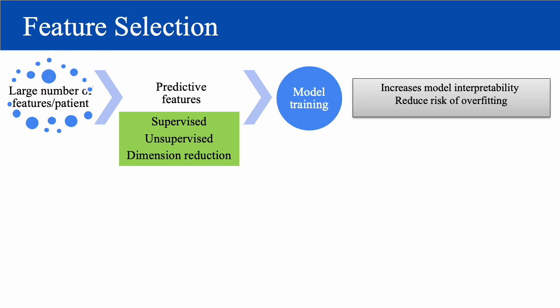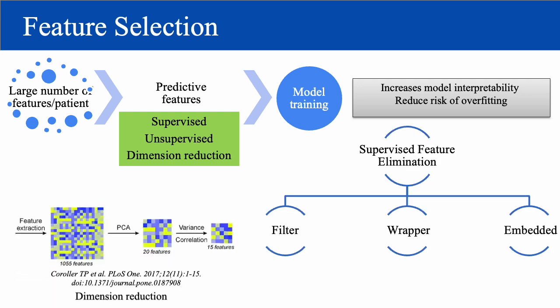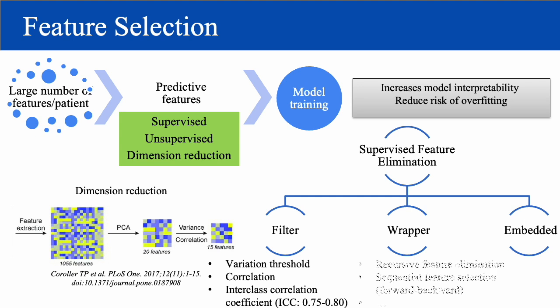After computation of all these classes, we are going to end up with a large number of features per patient. In order to prevent overfitting and make the models more interpretable, the most predictive features are selected. Supervised, unsupervised, and dimension reduction techniques are frequently used. Supervised techniques take the class label into account while eliminating the features. There are filter-based, wrapper-based, and embedded methods.